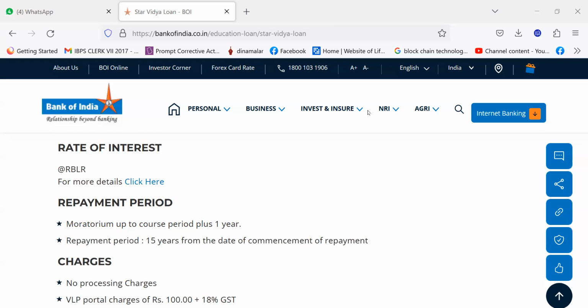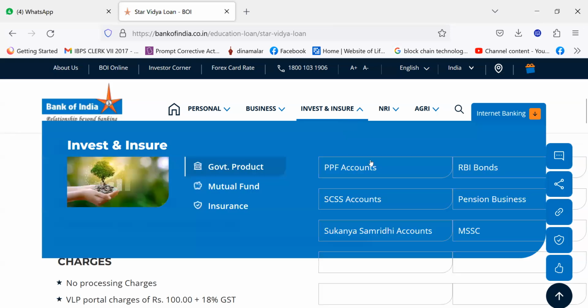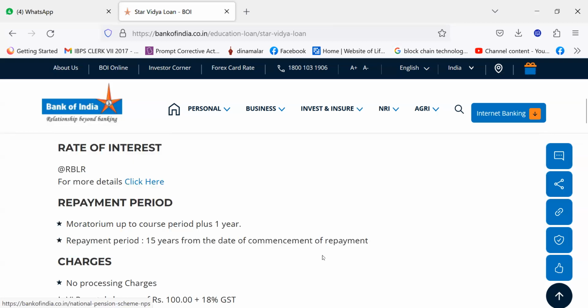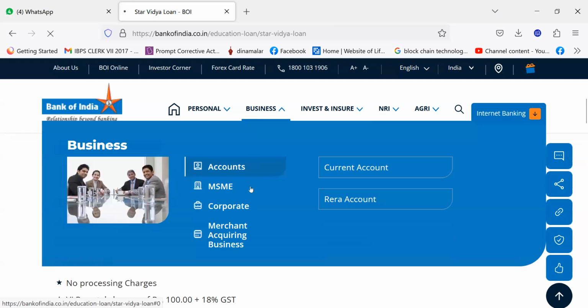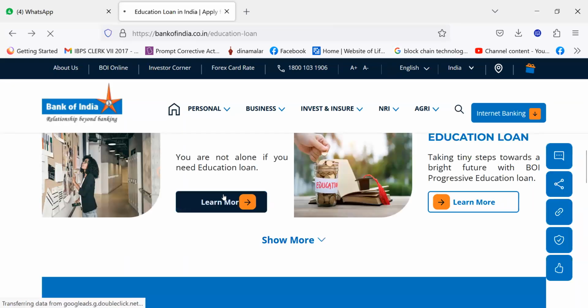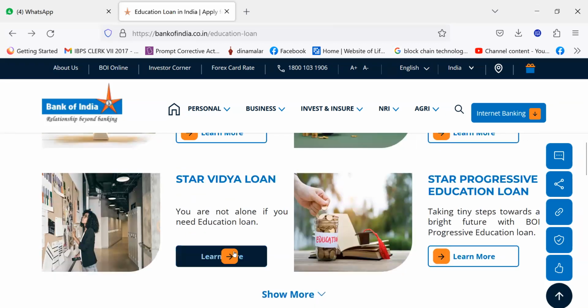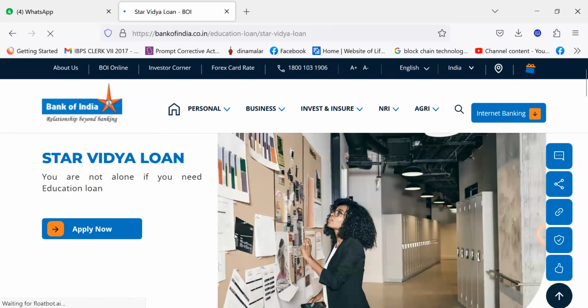But don't worry about all these things. Just remember the necessary charges, rate of interest will be charged. Okay. Next one. Star Vidya Loan. Yeah. We have seen it.